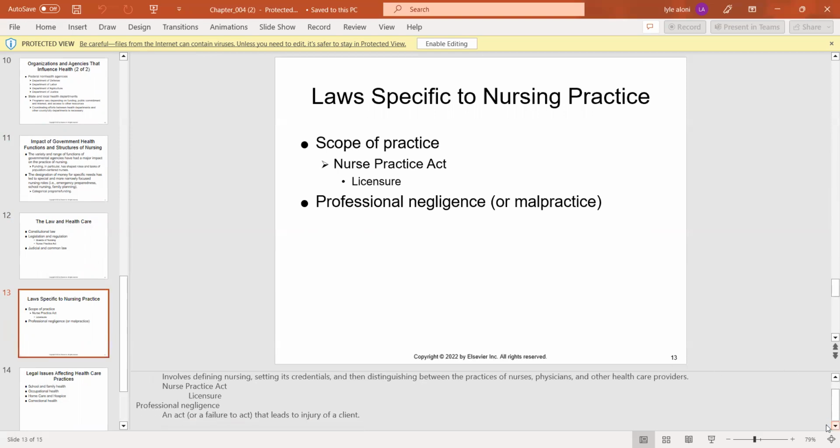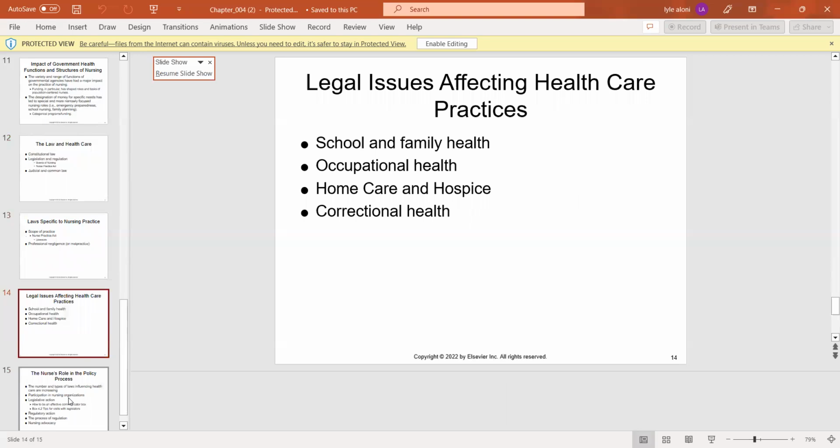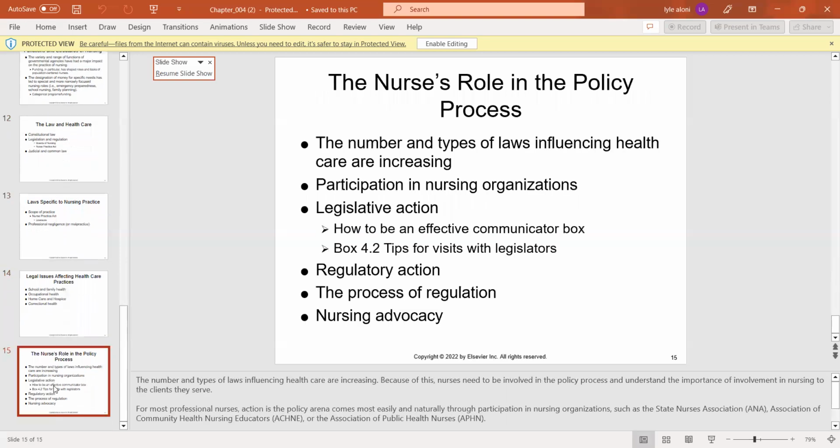Then we have professional negligence, or malpractice, which we know is an act or a failure to act that leads to injury of a client. We have some legal issues, and we see them in healthcare, occupational, home care and hospice, correctional health, and some additional areas.